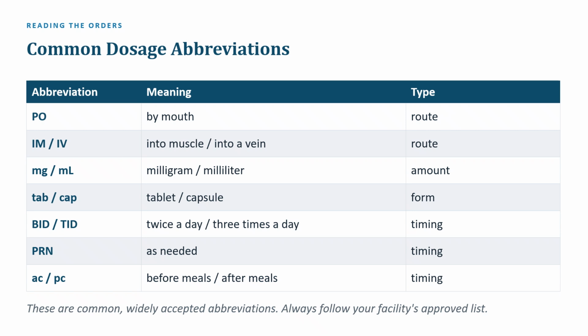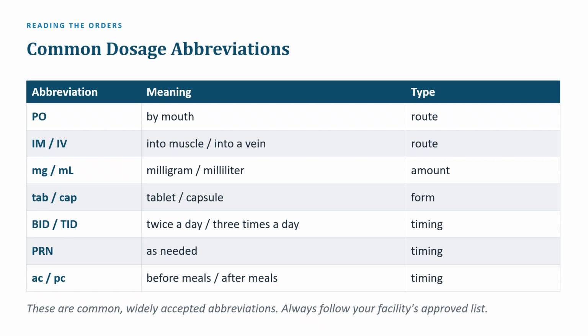Here are the common, safe abbreviations you will read most often, grouped by what they tell you. Start with route, meaning how the drug is given. PO means by mouth, and you will see this constantly. IM means into a muscle, and IV means into a vein, both of which you met in Lecture 3 on routes. Next is the amount.